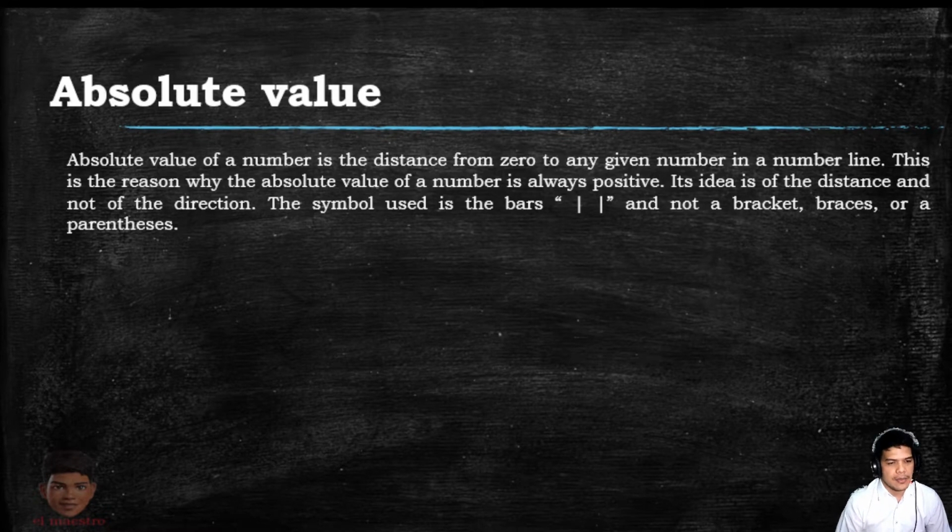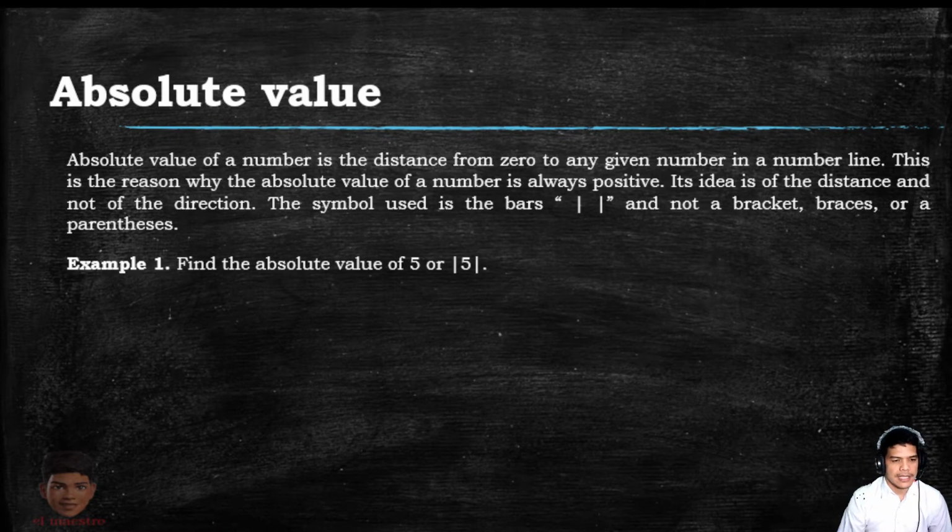The symbol used in this is, take a look at this, these two bars. If you notice, when you see this, two bars, meaning that is an absolute value, we're looking for an absolute value. And not a bracket, braces, or any parentheses. So, let's have this example. Example number 1. Find the absolute value of 5. Or, the symbol, two bars, then a number, meaning that is an absolute value. So, we're looking for the absolute value.